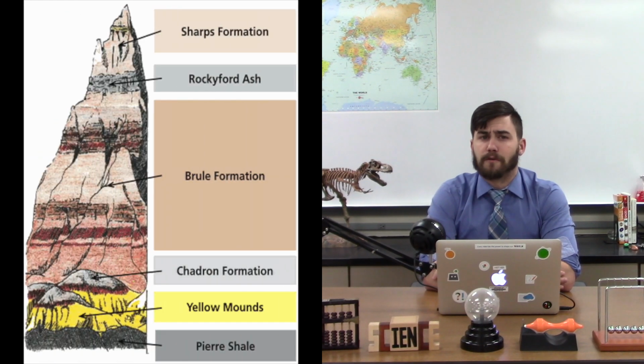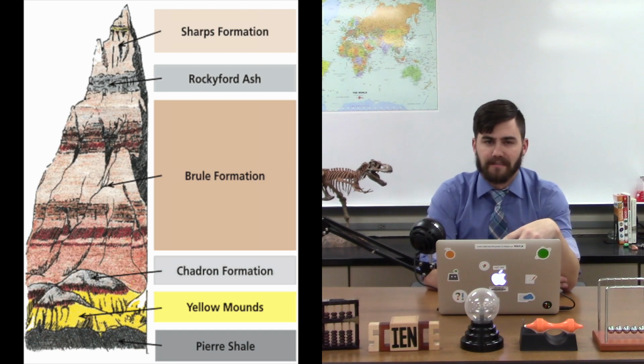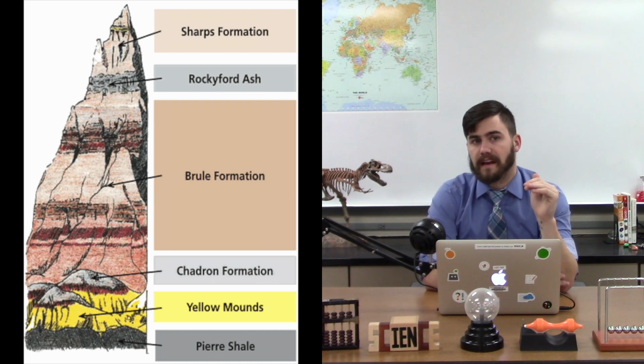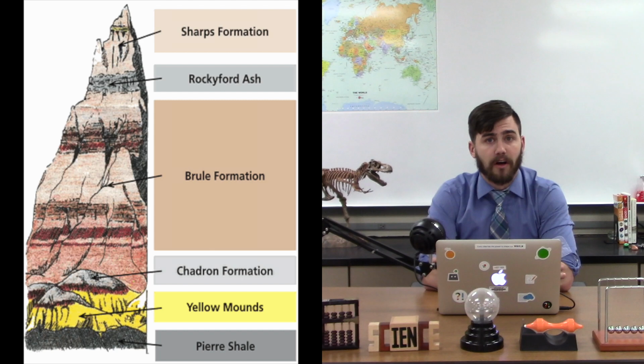Above the yellow mounds is the Chadron Formation, which formed as rivers flooded the area, depositing their sediments over a span of around 3 million years. Above this layer are alternating layers representing grasslands and volcanic ash deposits of all things. Like the Pierre Shale, a rich source of fossils are found in these layers.